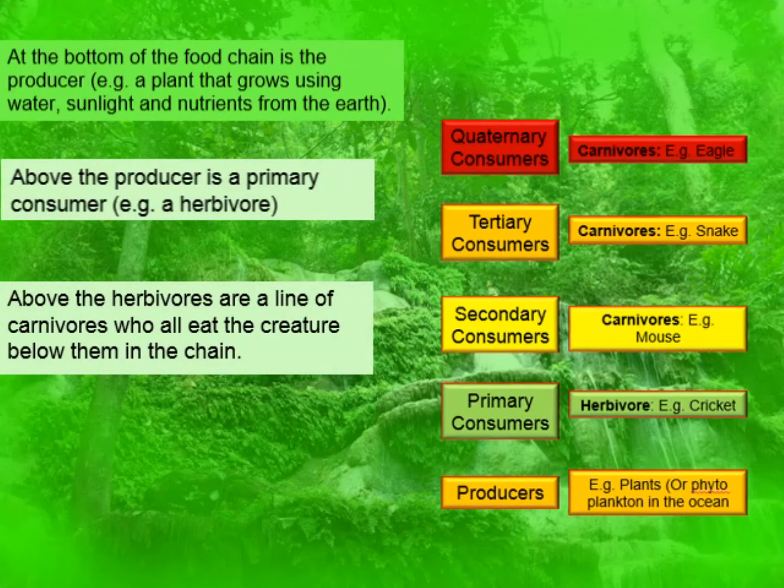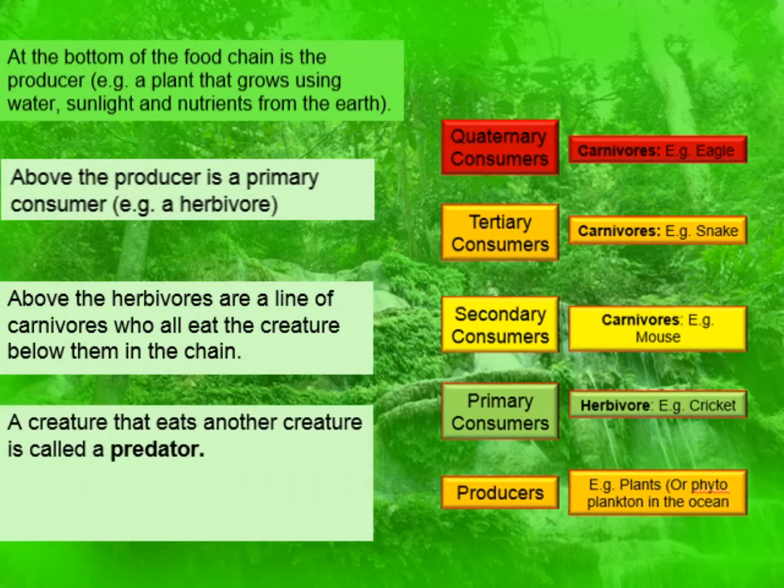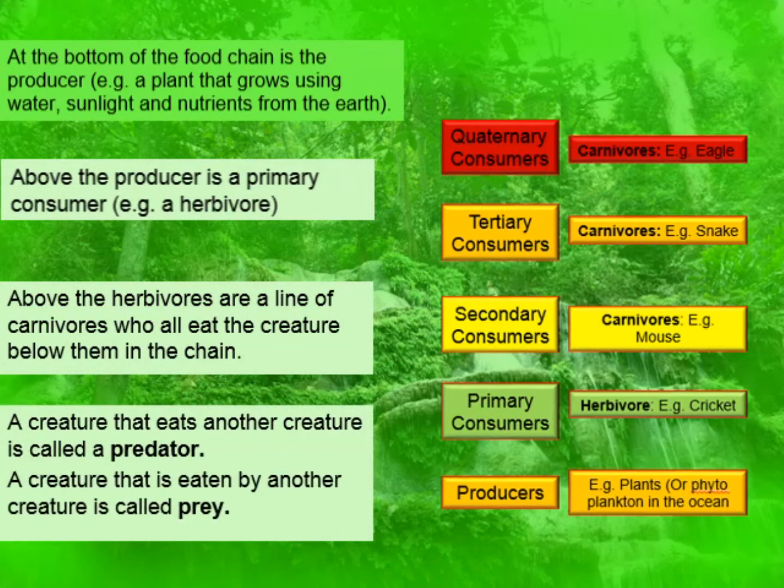So above the herbivores there's a line of carnivores. Everything above the primary consumer will be a carnivore, and they all eat the creatures below them on the food chain. And a creature that eats another creature is called a predator. A creature that is eaten by another creature is called the prey. But these definitions can be a little bit flexible.